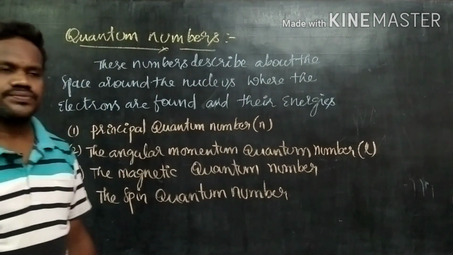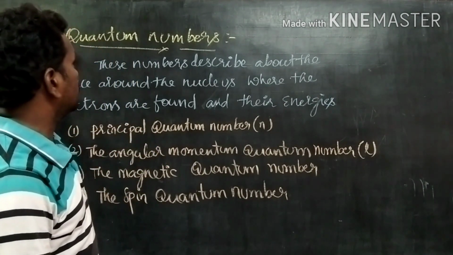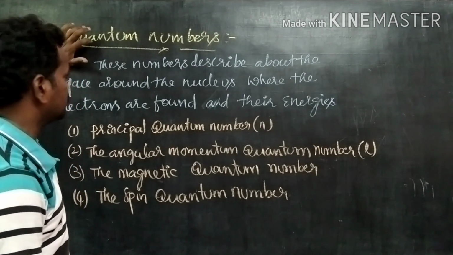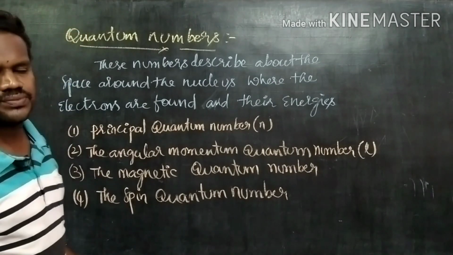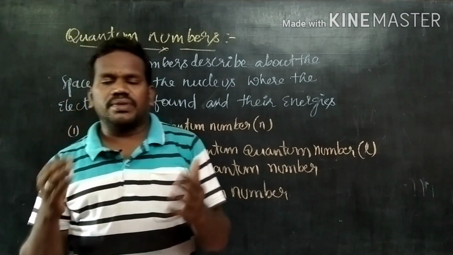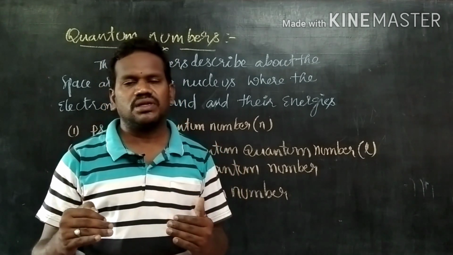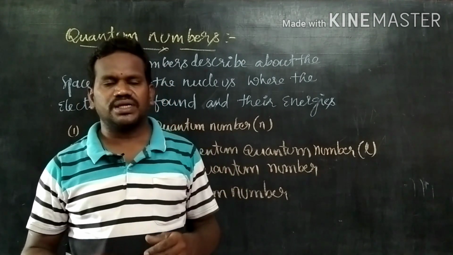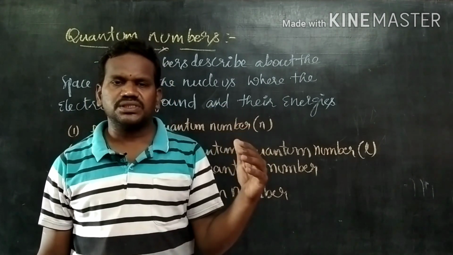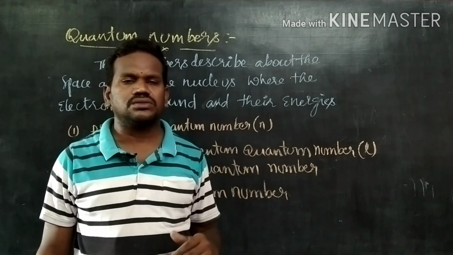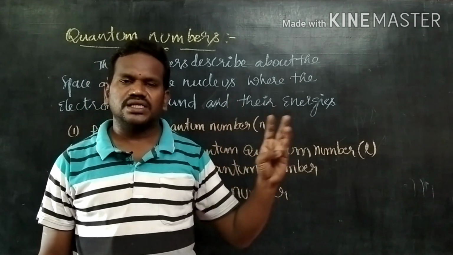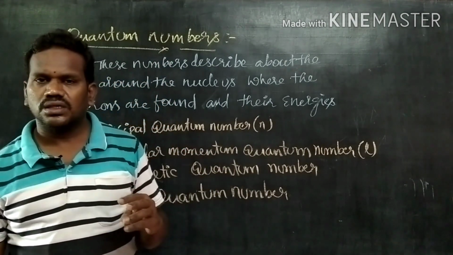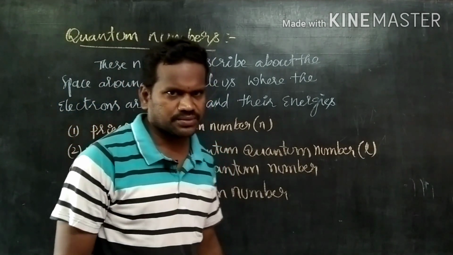In this video, we are going to learn a very important concept, that is quantum numbers. What are these numbers? We already know the main levels are divided into the sublevels. Sublevels are bifurcated into the orbitals. Orbitals can accommodate electrons. The description about the distribution of electrons in various main levels, sublevels, orbitals is called electronic configuration. You already know that.